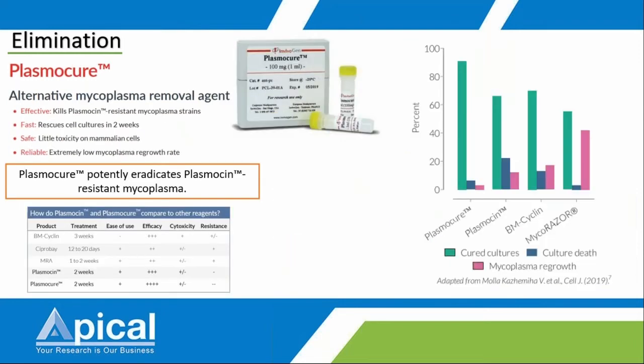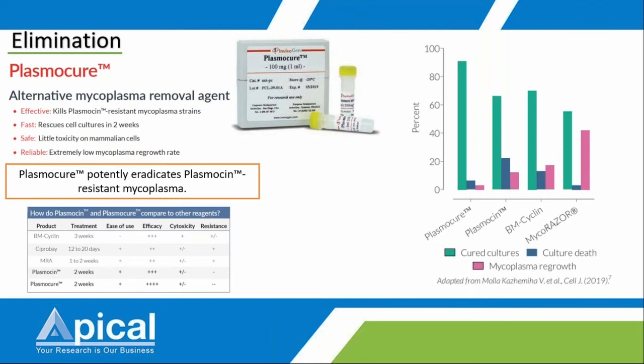Plasmocure is basically the second-line anti-mycoplasma reagent. The first one we saw, Plasmocin, is the first line of defense. If any mycoplasma survives, you can also look into Plasmocure. So anything that is resistant to Plasmocin, this Plasmocure will be able to remove.